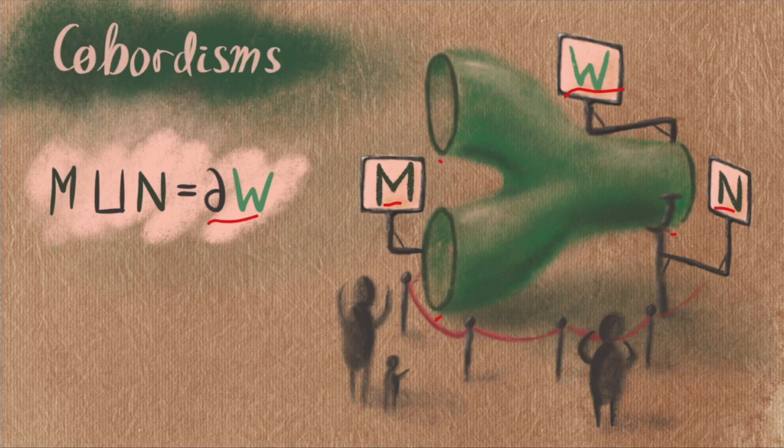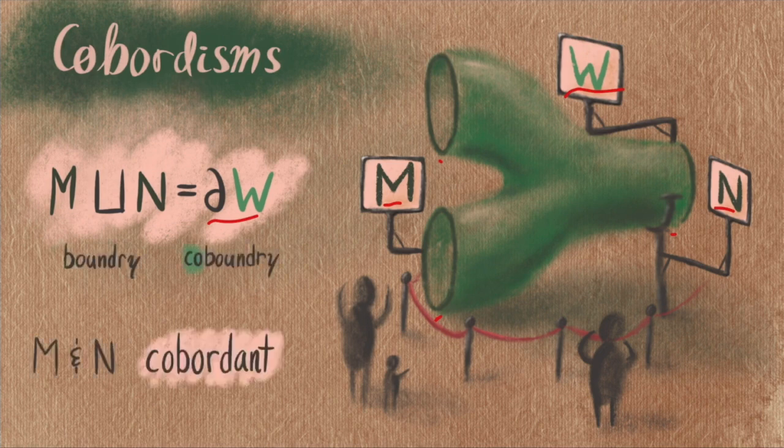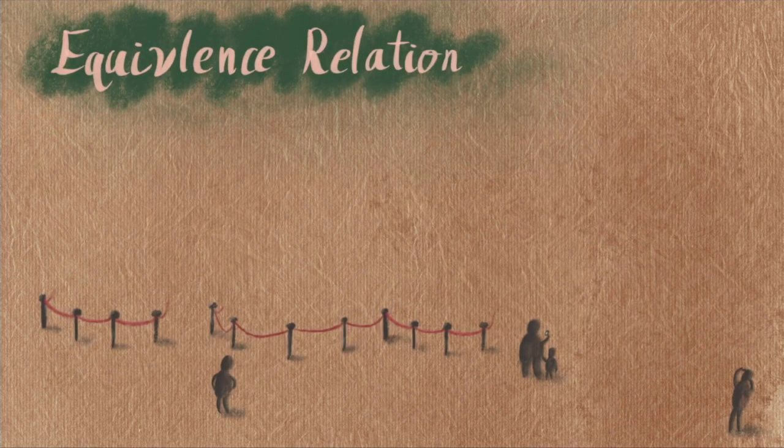Now we can change our point of reference on this and say that W is a cobordism between manifolds M and N. So if M and N are the boundary, then we say that W is the coboundary, hence cobordism. So we say that M and N are cobordant if there exists some cobordism between them. Logical question is, can we sort manifolds into cobordism classes? That is, manifolds modulo the relation that they are cobordant.